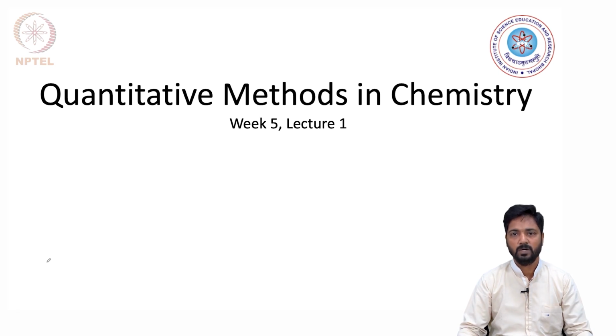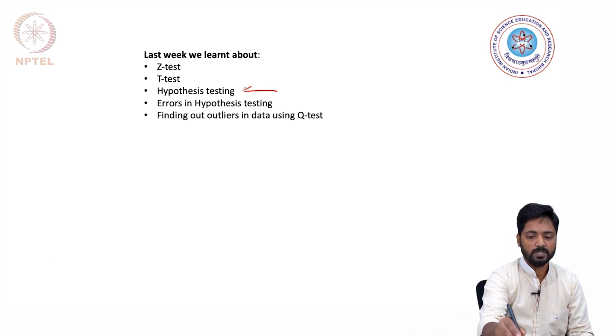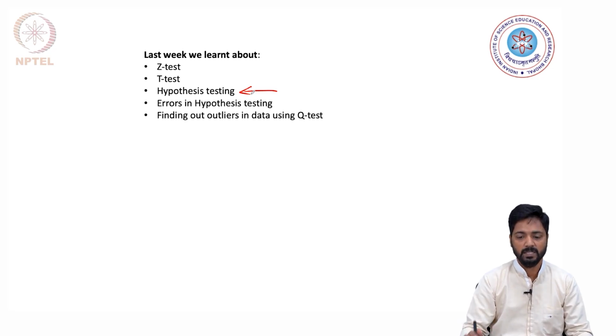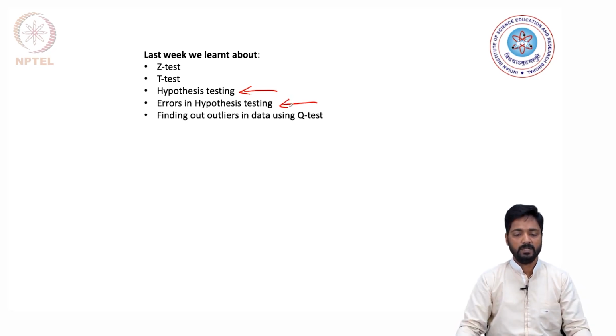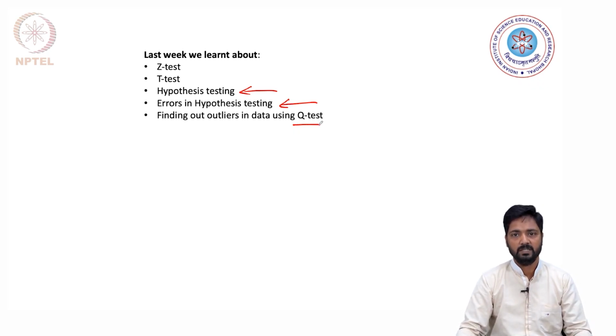Before we proceed on this week's lecture, let us quickly recap what we learned in the course in the last week. Last week we got introduced to different statistical tests such as z-test and the t-test. Similarly, we got introduced to the concept of hypothesis testing, and we also understood what the potential sources of errors are that occur in hypothesis testing. And finally, we also learned about applying q-test to identify outliers in our data.